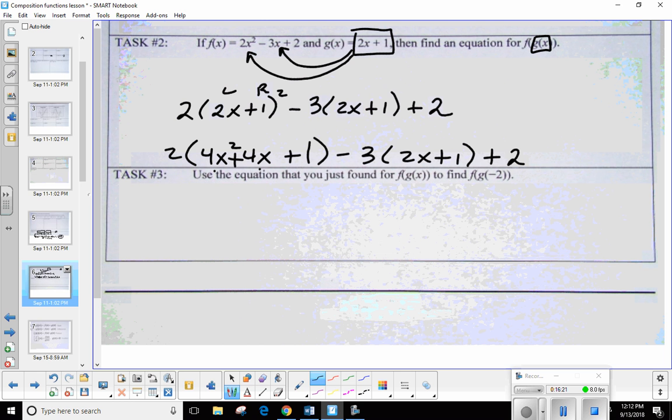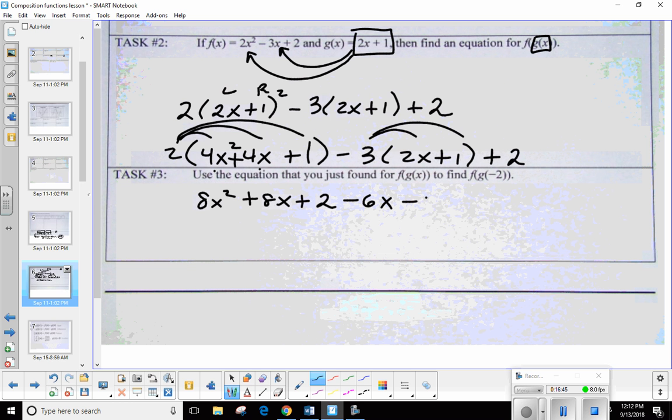Okay. So is everybody okay with what I've done? I've just expanded that binomial. Okay. Now somebody help me. What if I did distribute the 2 now? What would I get? 2 times 4x squared. 8x squared plus 8x. Okay, plus 2. Now across here we want to distribute this negative 3. Minus 6x. Minus 3. And then plus 2.